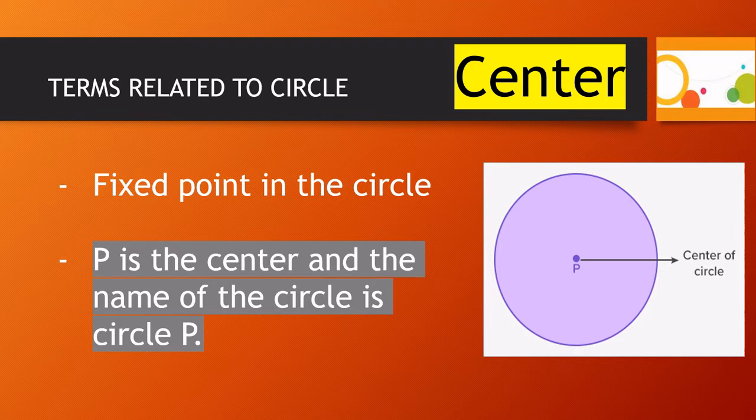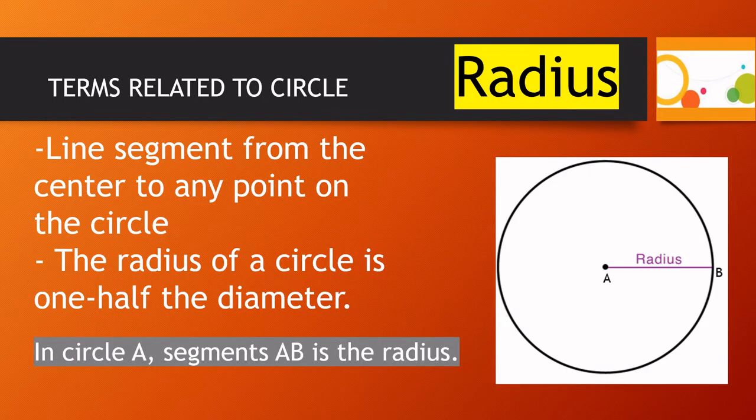Number 1 is center. The center is the fixed point in the circle. So, in this illustration, point P is the center and the name of the circle is circle P. Next is the radius. The radius is the line segment from the center to any point on the circle. So in this illustration, in circle A, line segment AB is the radius. Remember, the radius is 1/2 of the diameter.